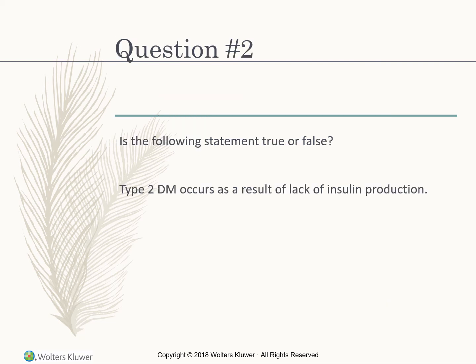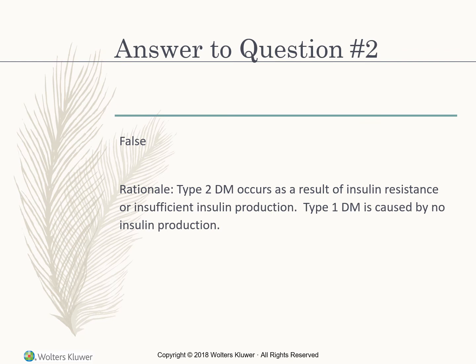Question number 2. Is the following statement true or false? Type 2 diabetes mellitus occurs as a result of lack of insulin production. False. Type 2 diabetes mellitus occurs as a result of insulin resistance or insufficient insulin production. Type 1 diabetes mellitus is caused by no insulin production.